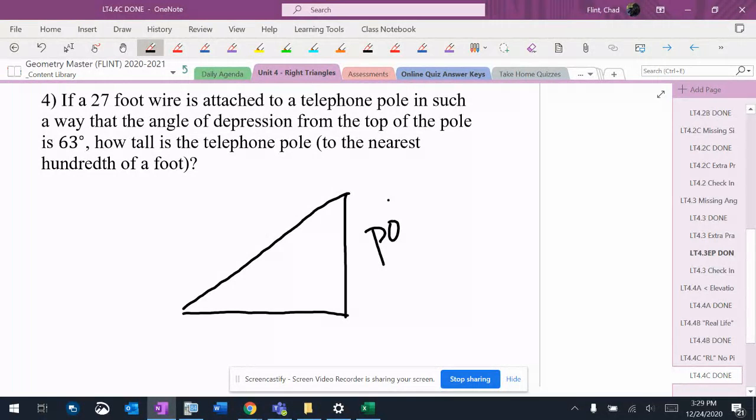So this is the pole. This is the ground. This is the wire. All right, so it says the wire is 27 feet long. This is one of these rare cases that we know the hypotenuse. So the hypotenuse is 27.